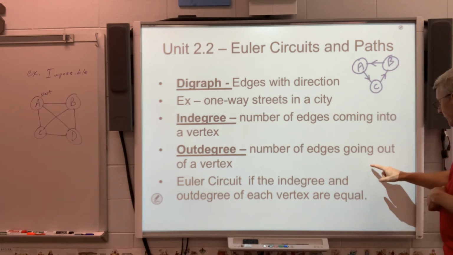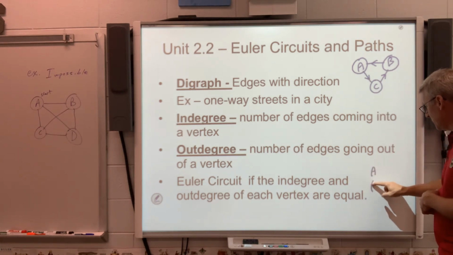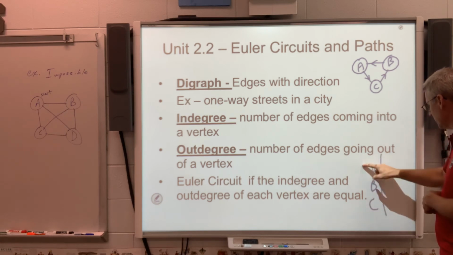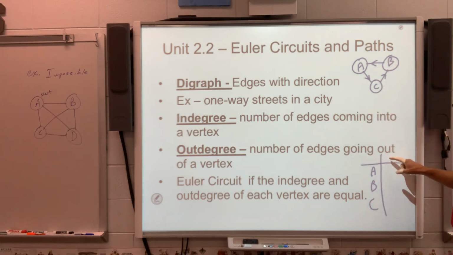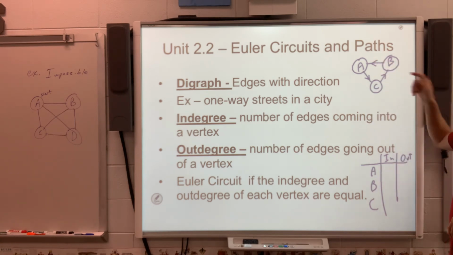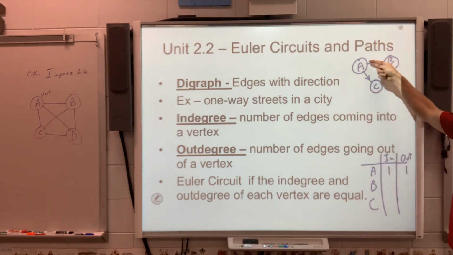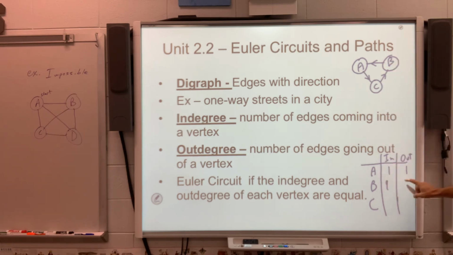So let me put it way down here. I've got A, B, and C. For this up here, you've got the in degrees, and you've also got the out degrees. So A has 1 in degree and 1 out degree, so one's coming in, one's going out. B has 1 going in, 1 going out. C has 1 going in, 1 going out. The in degrees are the ones coming in, and the out degrees are the ones going out.